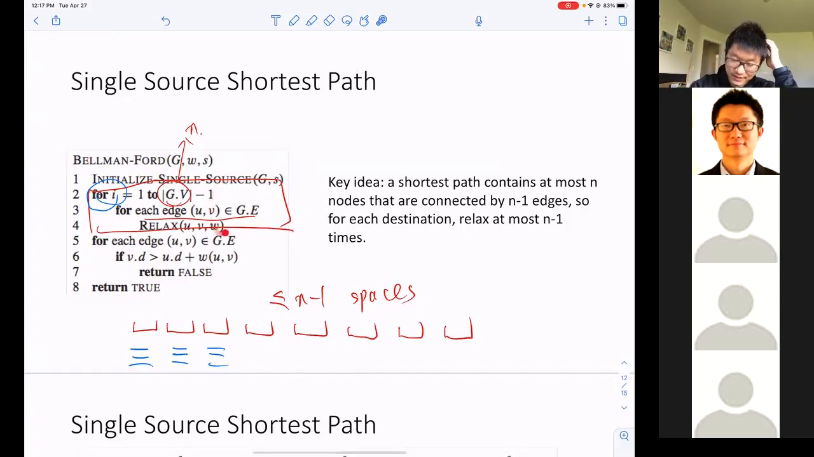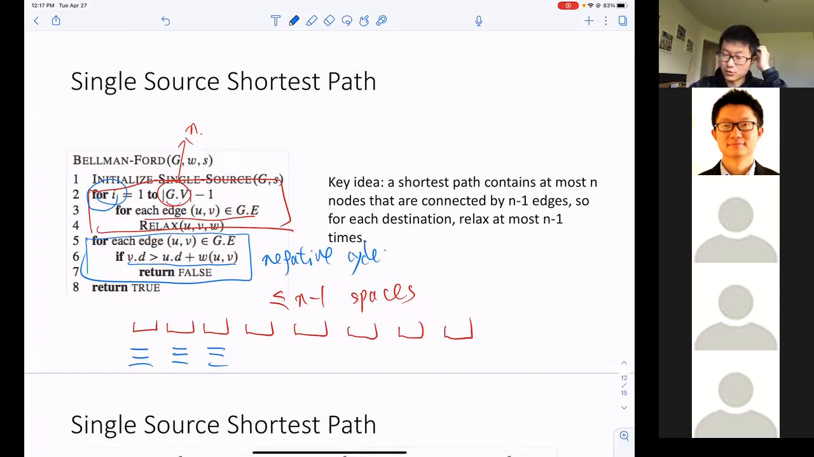Okay. So here we have one more for loop. This for loop is that we are going to reduce it one more time. If we are able to successfully reduce it one more time, if this condition is true, it means that there is a negative cycle.